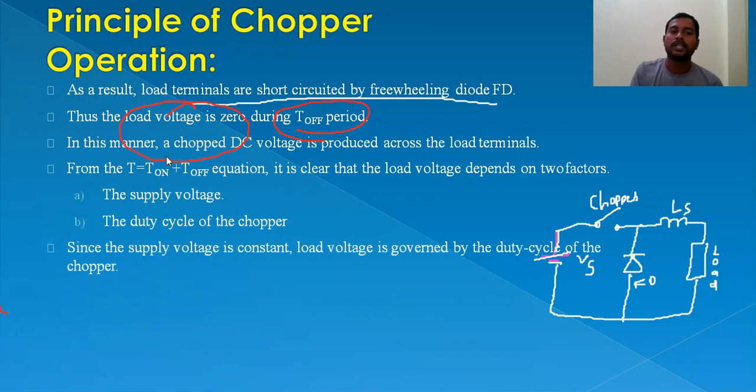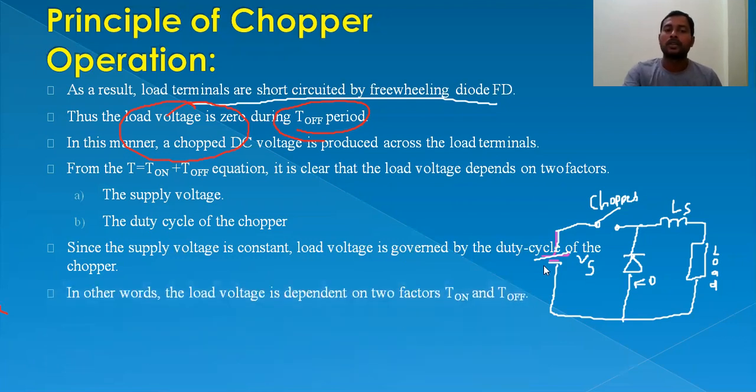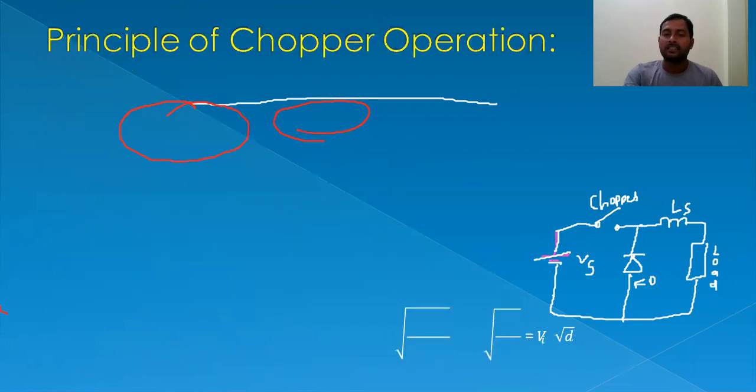So the load voltage depends upon two factors: one is the supply voltage and the other is the duty cycle, nothing but how fast you turn on and turn off the chopper. Since the supply voltage is constant, the load voltage is governed by the duty cycle of the chopper. In other words, the load voltage depends on T on and T off.